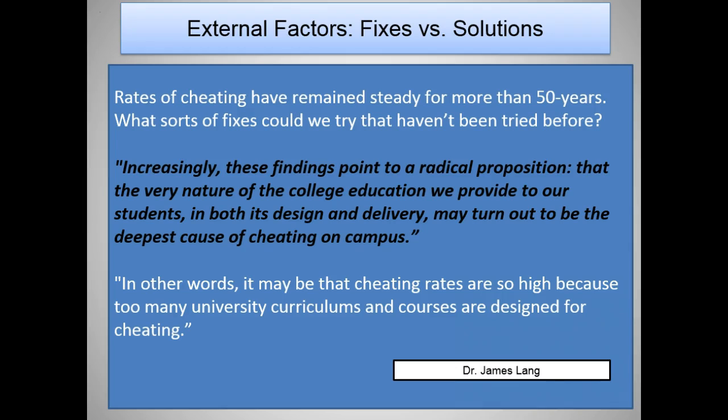In other words, it may be that cheating rates are so high because too many university curriculums and courses are designed for cheating. And I have really been swayed by Dr. Lang's message here. So let's talk about fixes, but I think the problem is bigger than that, or deeper than that.